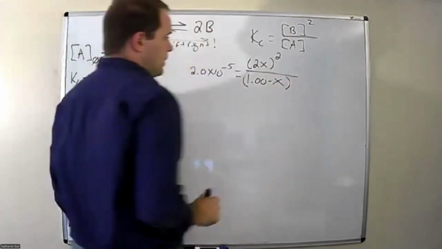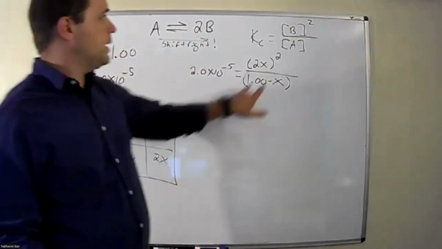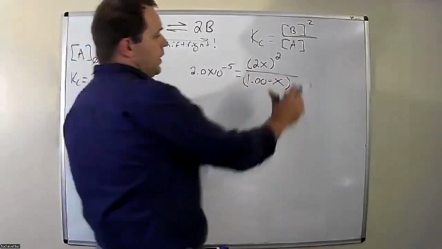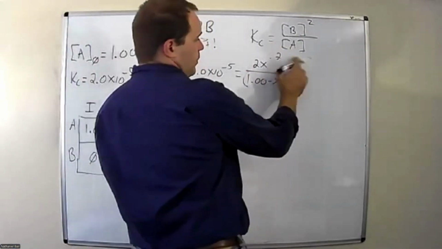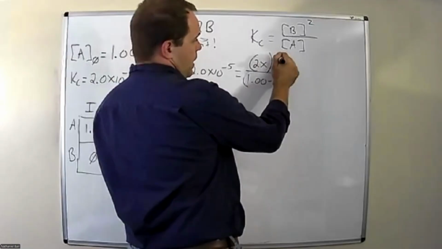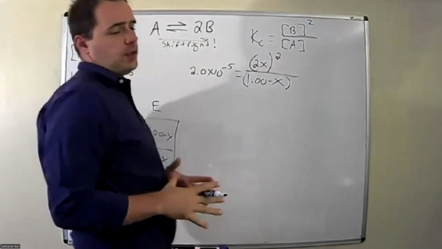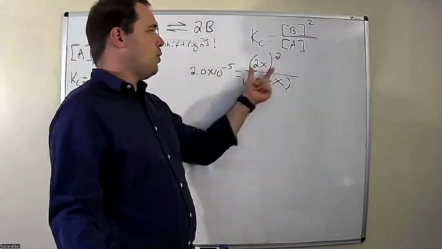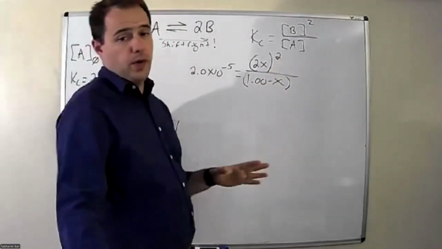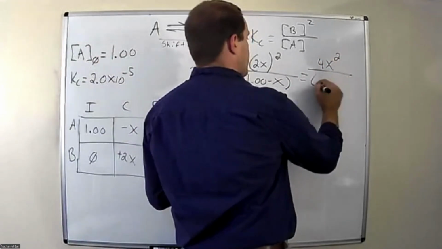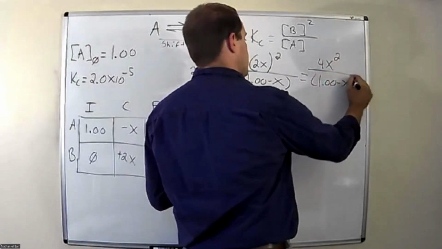Pro tip for you folks. When you plug that 2x in, make sure you put it in parentheses. Because if you don't put in parentheses, you're not going to remember that that's 4x squared, right? You're just going to have it on the x. So this would be the first area where people really go south with their algebra. It's the quantity 2x squared. This is going to be 4x squared. So this is really 4x squared over 1.00 minus x.